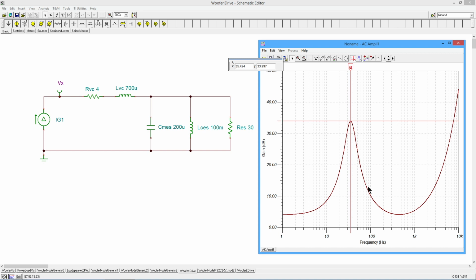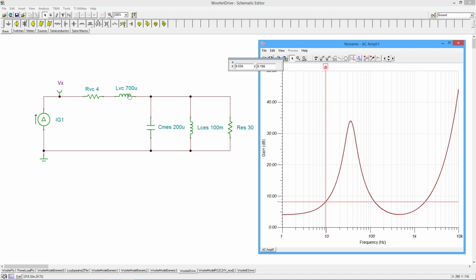So this happens to peak out here at about 35.4 hertz. So that would be your critical frequency, basically, the resonant frequency, the FS. Okay? And when we came way down here at the low end, there's the 4 ohms that we expect to see. All right, that's the voice coil resistance value.